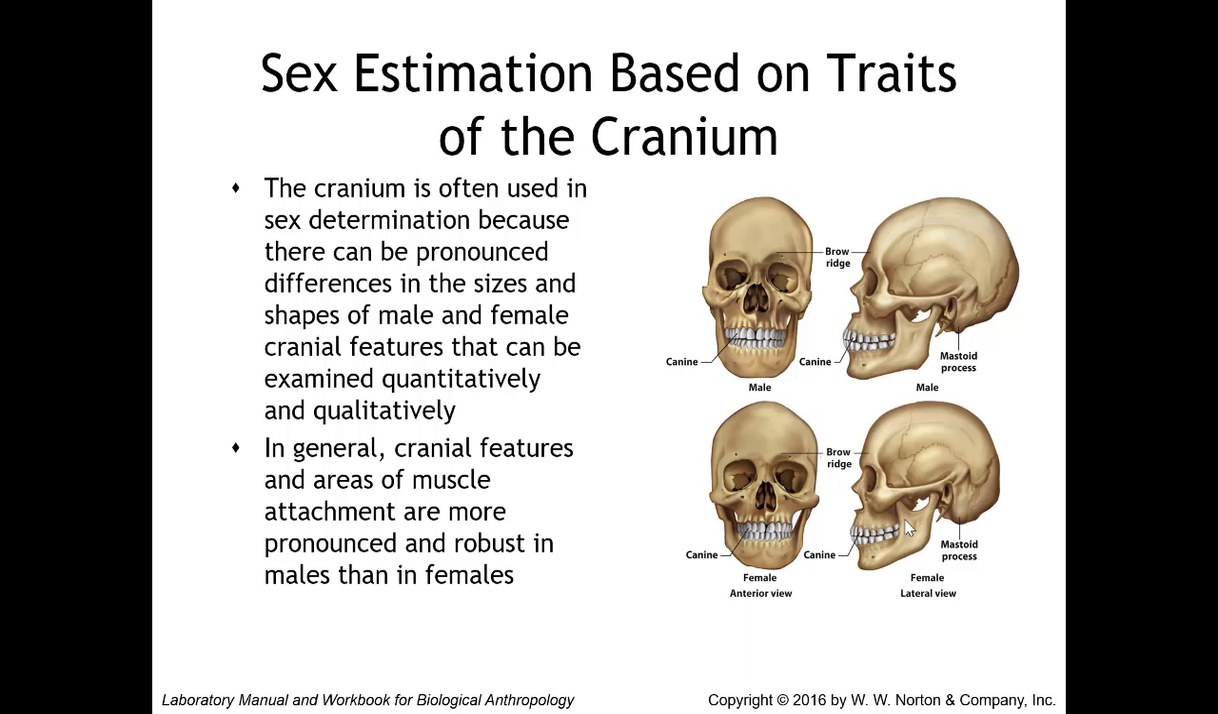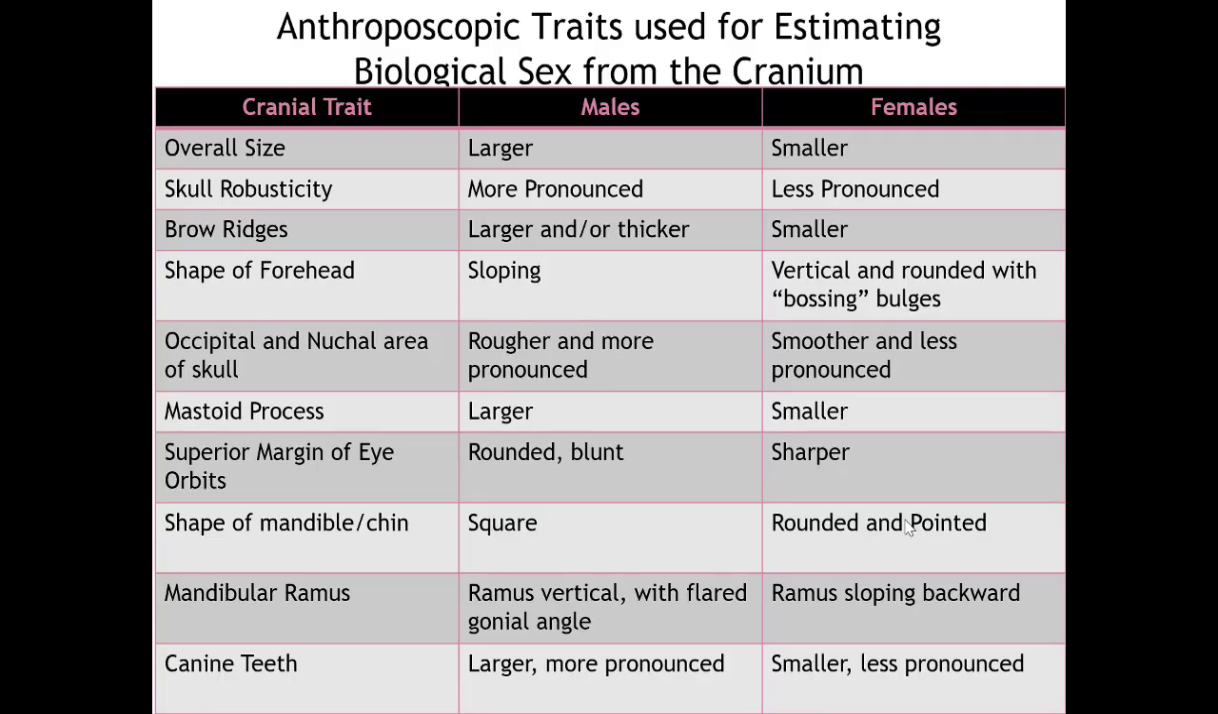Right? So those are the cranial differences. And here we have it put together. I put this together for you guys to see the trait, and then the difference between males and females. So overall size, larger in males, smaller in females. Skull robusticity is more pronounced in males, less pronounced in females. Our brow ridges are larger and/or thicker in males and smaller in females.